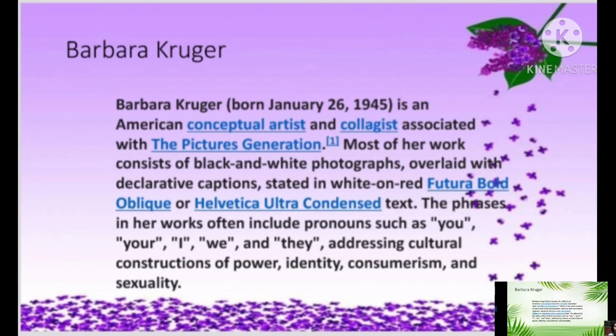Next is Barbara Kruger. Barbara Kruger is an American conceptual artist and collagist associated with the Pictures Generation. Most of her work consists of black and white photographs overlaid with declarative captions stated in white on red, in Futura bold oblique or Helvetica ultra condensed text. The phrases in her works often include pronouns such as you, your, I, we, they, addressing cultural construction of power, identity, consumerism, and sexuality.